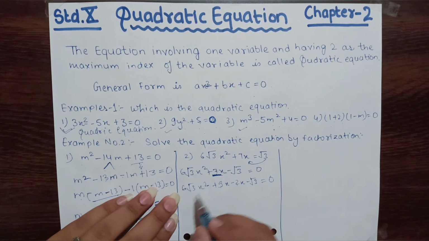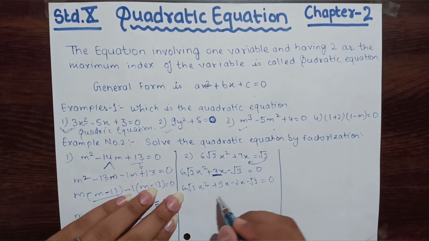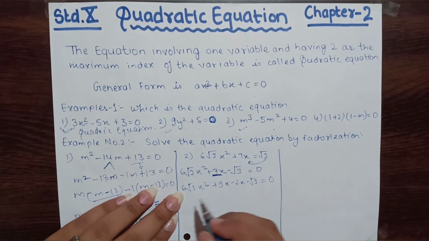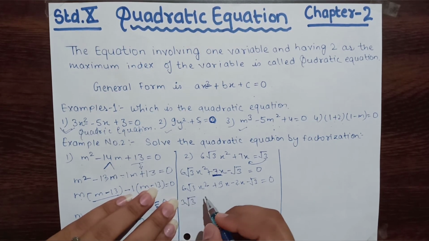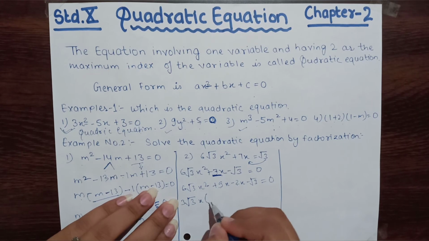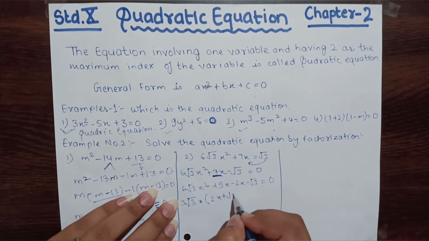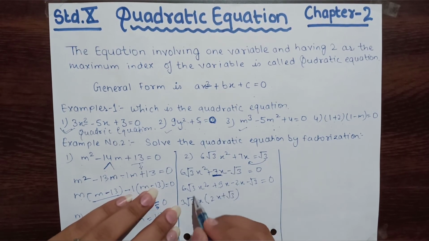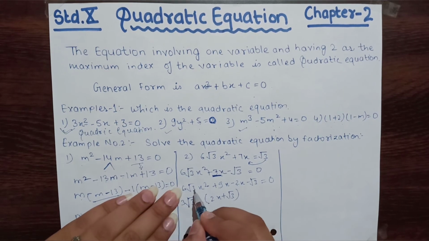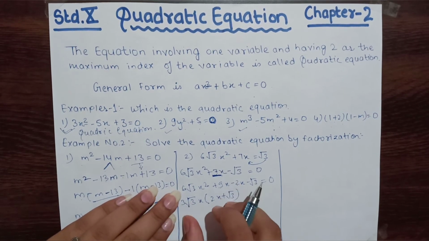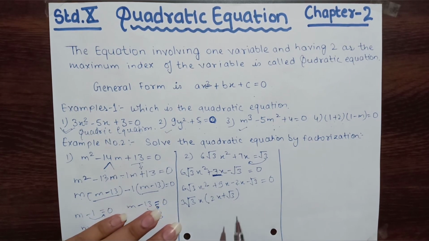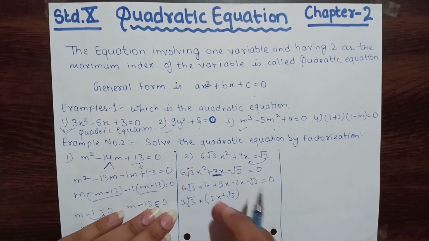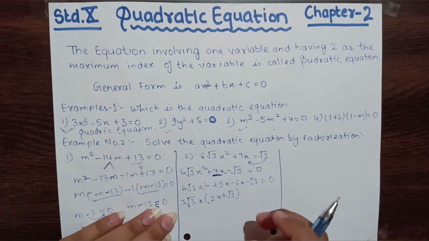Then after that we need to split these terms into two equations. So for that, first of all we need to write 3 root 3 x and in bracket 2x plus root 3. So here as you can see, by multiplying this term the same will come. So that's why we know that it is a splitting term. So we split this term and make the two equations.